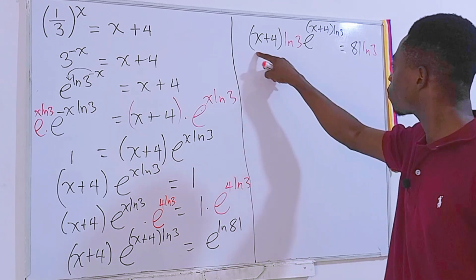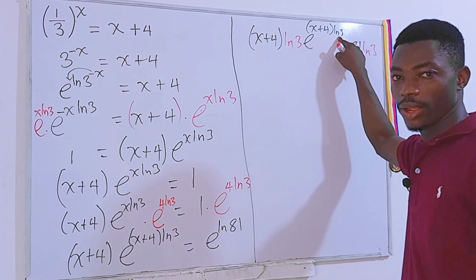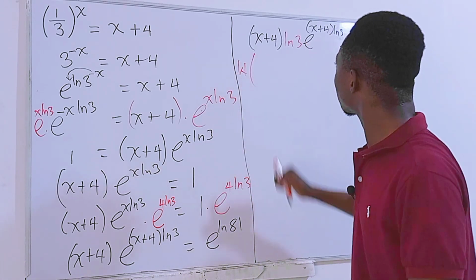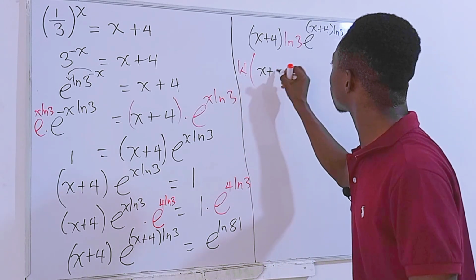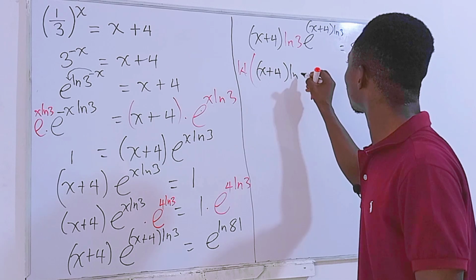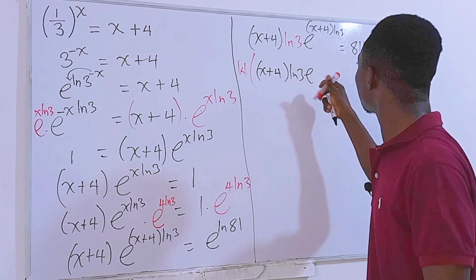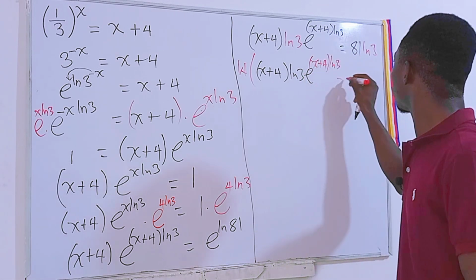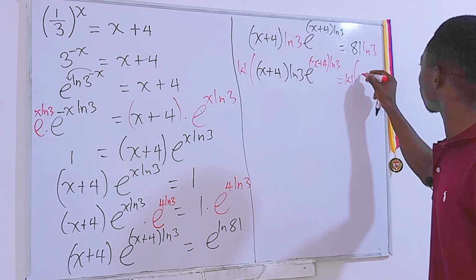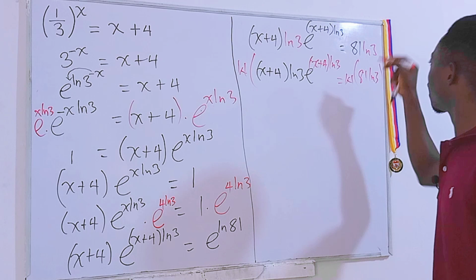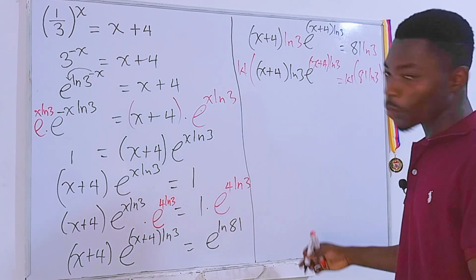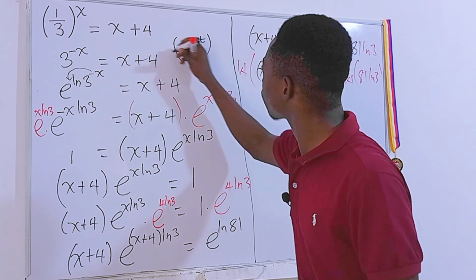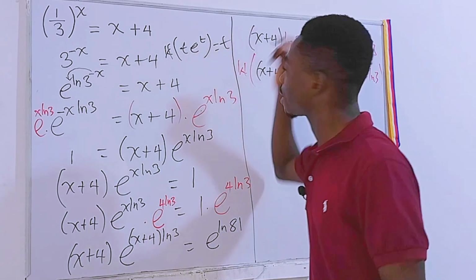Now let's check this out. The leading coefficient here is the same thing as the power right here. If this happens, we can actually take the Lambert W function right here, then times the leading coefficient here, which is x plus 4 ln of 3 e to the power right here, that is x plus 4 ln of 3, which is equal to W of 81 ln of 3, just like that. Easy. And from what we wrote earlier, that is t e to the power t, if we take the Lambert W function on this right here, we still will be getting our t back.